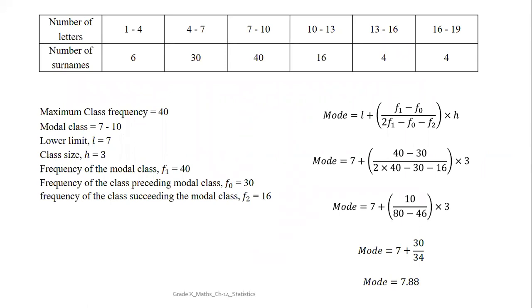Now we are left with mode. The number of letters and the number of surnames are given, of which the maximum is 40. So the class corresponding to that, 7 to 10. Lower limit is 7. Class size 10 minus 7 would be 3. Frequency of the modal class is F1, 40, F0 preceding one 30, F2 succeeding one 16. We'll substitute in the formula: mode equal to L plus F1 minus F0 divided by 2F1 minus F0 minus F2 into H. Substituting the values, we get 7.88 to be our answer.